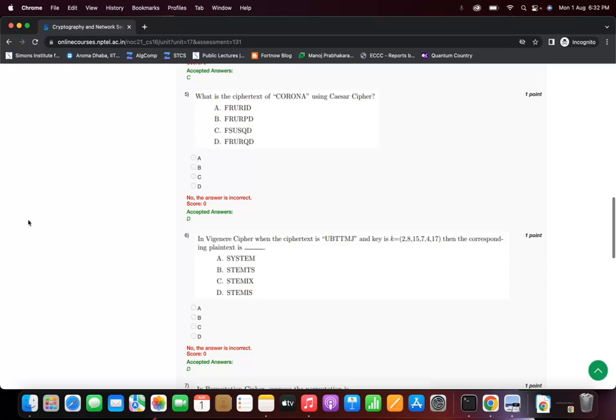Okay. So next question. It's a multiple choice question. What is the ciphertext of Corona using Caesar cipher? So I'm going to write the options.